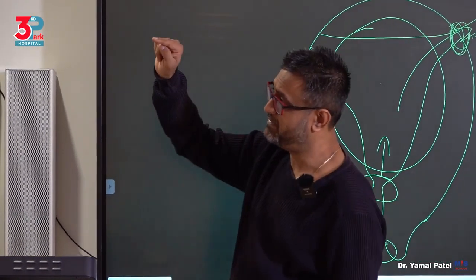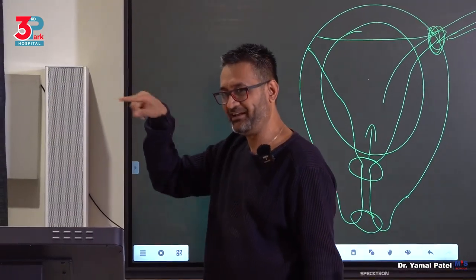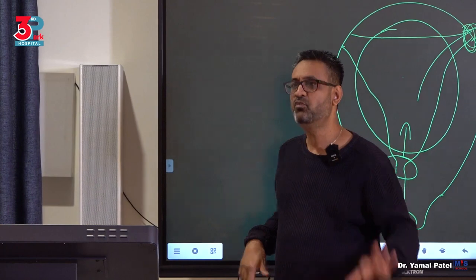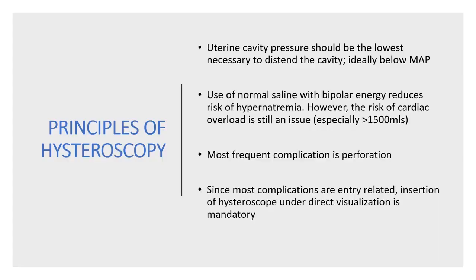And if you look at the monitor, it will give you the BP in the form of systolic and diastolic, but in the bracket, it will give you the MAP. So you work around those pressures. That's what I'm trying to tell you, okay? Another principle is use of normal saline with bipolar energy reduces risk of hypernatremia.